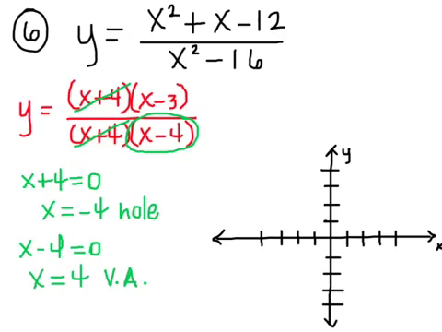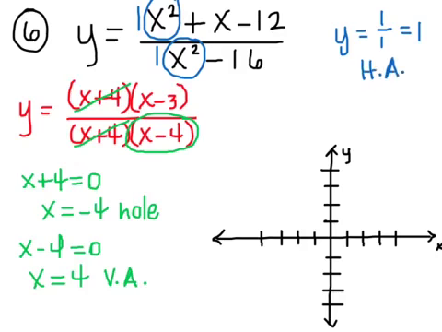Finally, we'll have a horizontal asymptote, and if we look at the leading terms, their coefficients are 1 and 1, and when the degrees are the same, x squared and x squared, the degree is 2 on each of them, then you put the 1 over 1, and that becomes your horizontal asymptote. That's only when the degrees are the same.